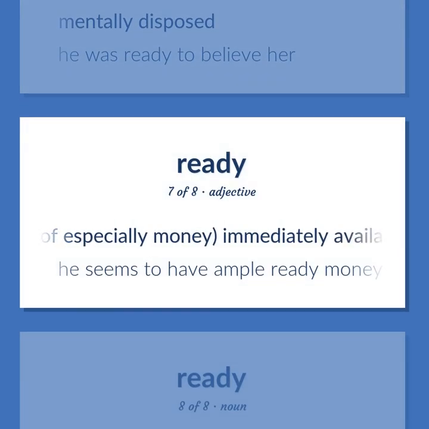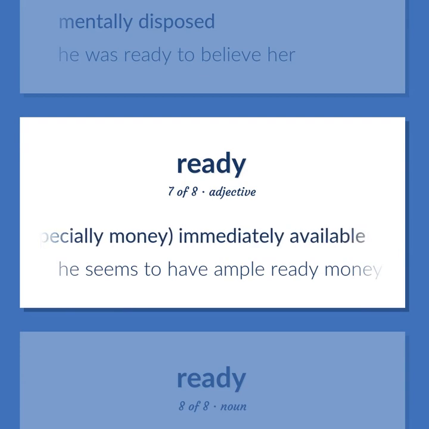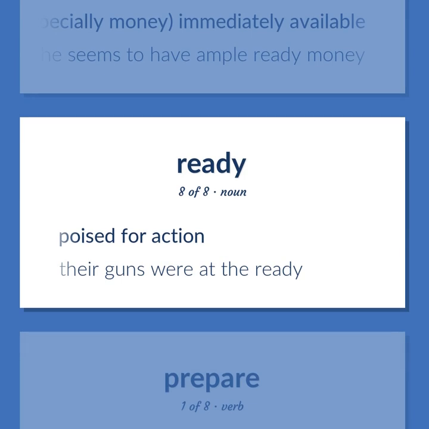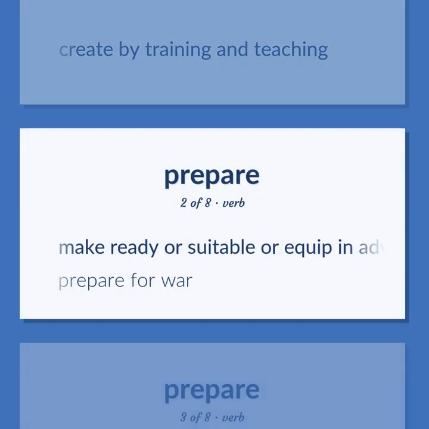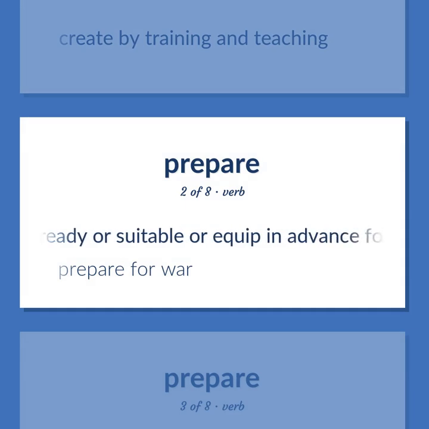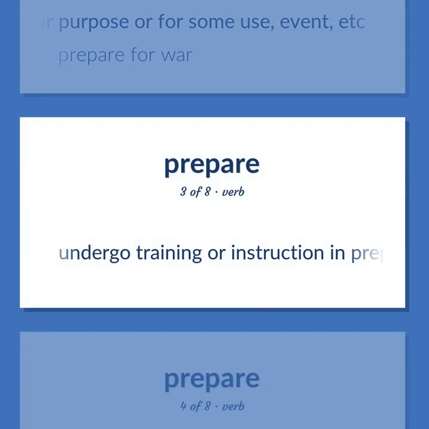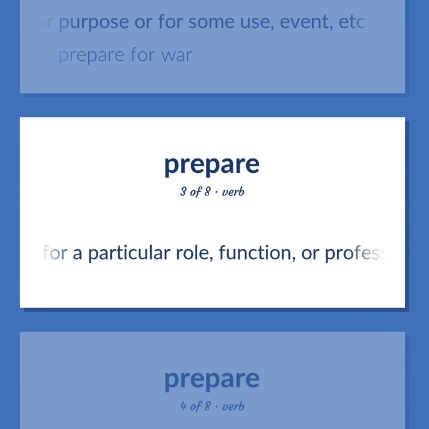Of especially money, immediately available. He seems to have ample ready money. Poised for action. Their guns were at the ready. Create by training and teaching. Make ready or suitable or equip in advance for a particular purpose or for some use, event, etc. Prepare for war. Undergo training or instruction in preparation for a particular role, function, or profession.